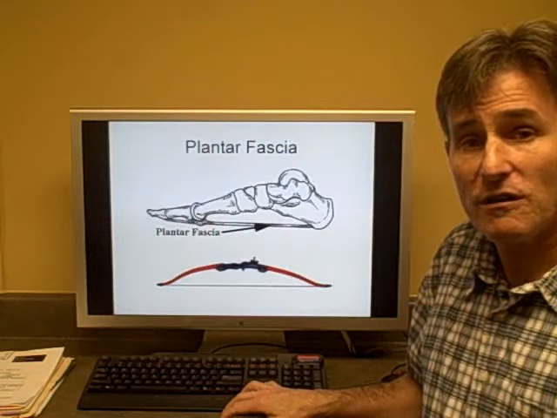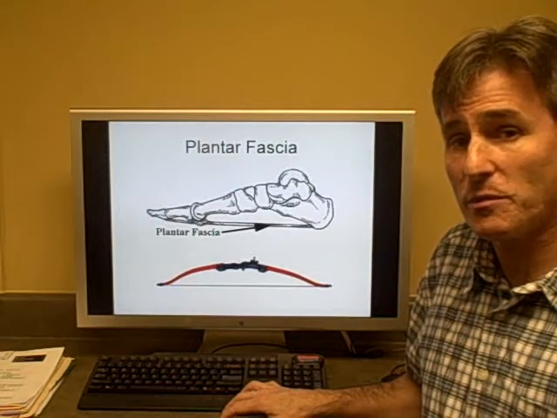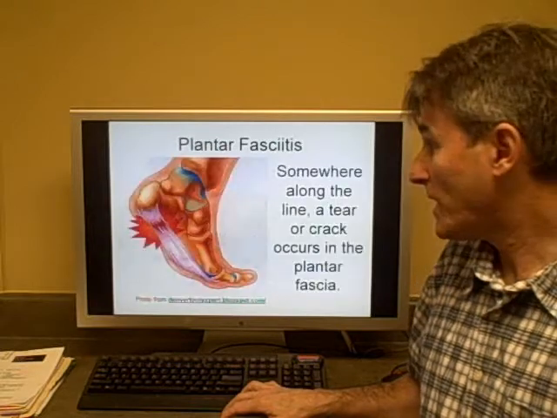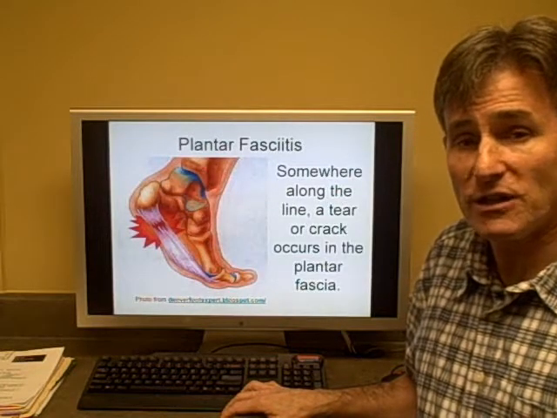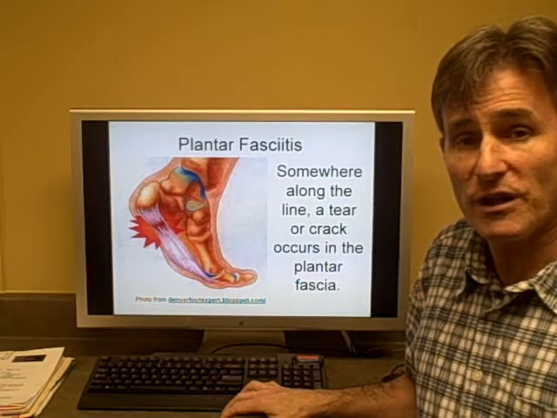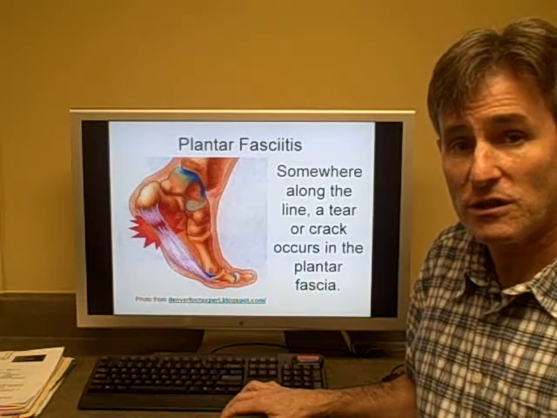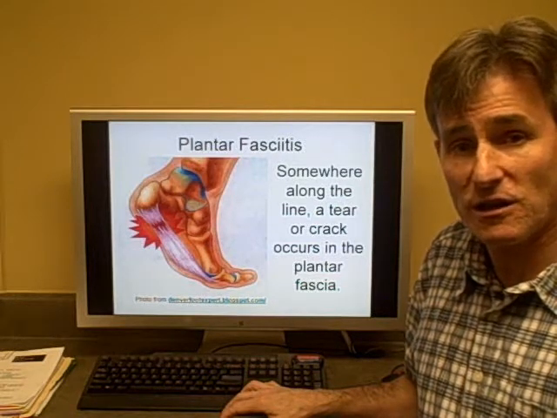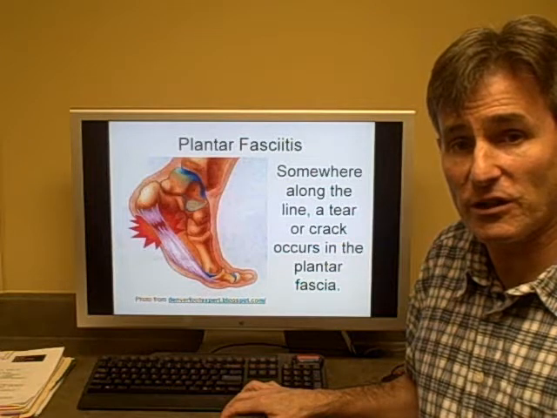Now this fascia functions kind of like the string on the bow for a bow and arrow to help support our arch. What happens is somewhere along the line, and you don't have to remember having a trauma or anything that you can recall, there develops a tear in this tissue. The tissue is focused on the heel and it fans out in the toes. The heel gets the concentration, so it's more likely to get a tear in there.